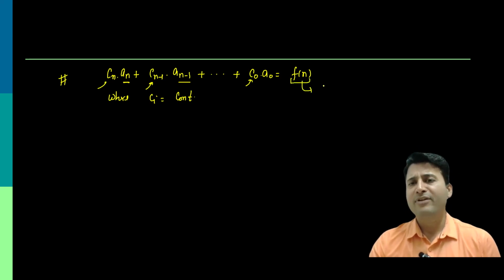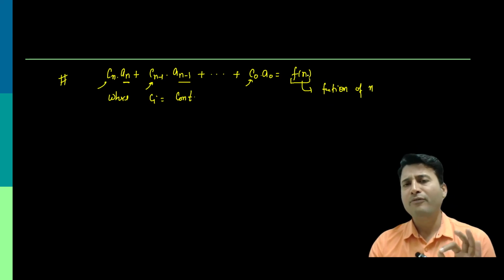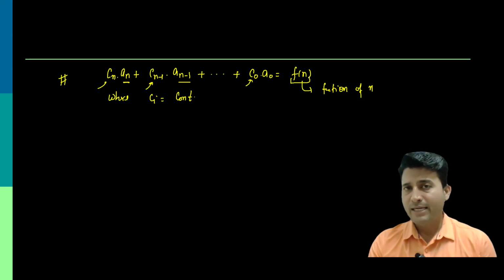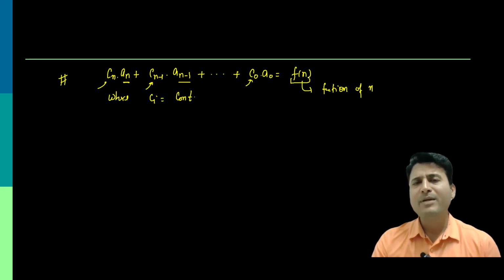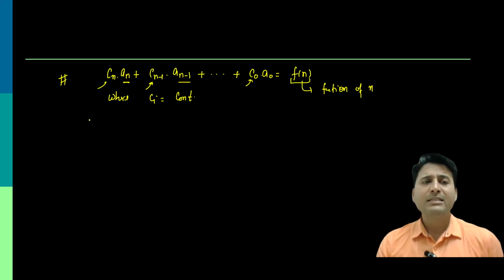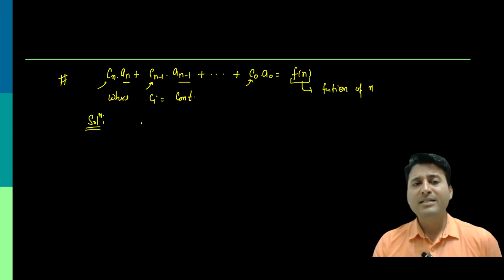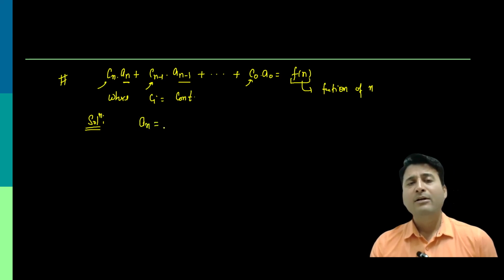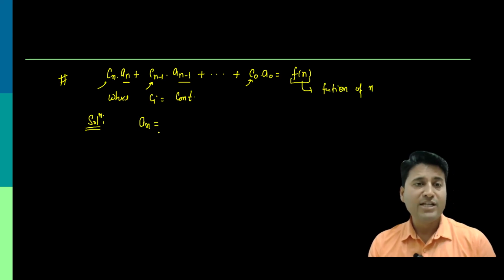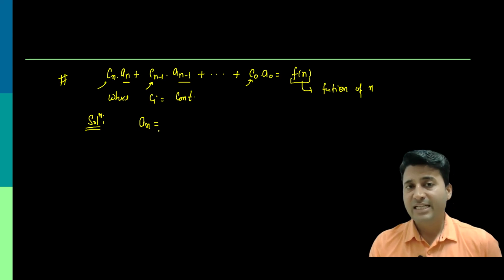This f of n is called a function of n, which is free from an. Free from an means it should not have any term of an. It is purely a function of n. It may be in terms of trigonometric, it may be in terms of exponential, or it may be in terms of some other nature, a mix-up kind of nature. When I'm asked to find the solution of this recurrence relation, that means I'm interested in finding the value of an which satisfies this equation. Any value of an which satisfies this equation is called the solution of this recurrence relation.